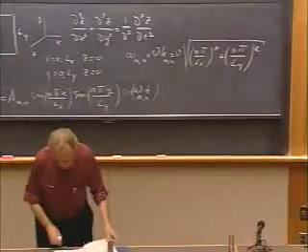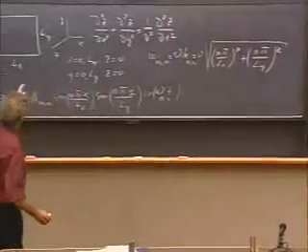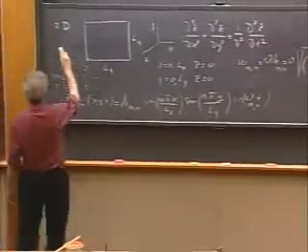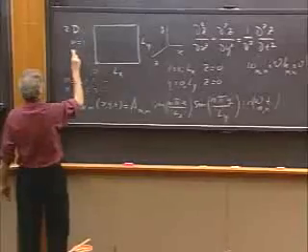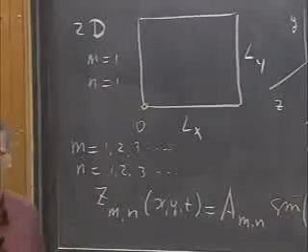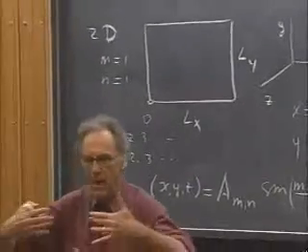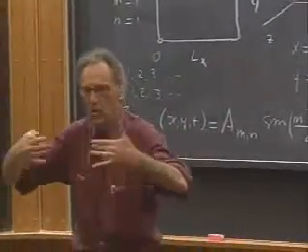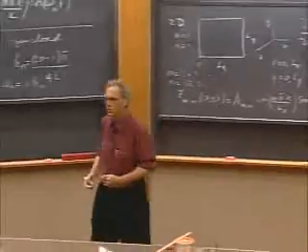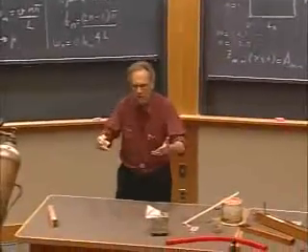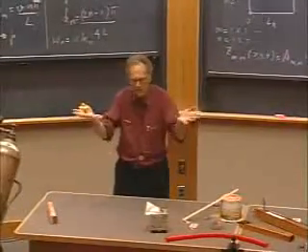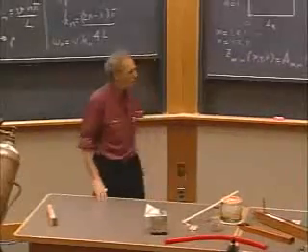And for instance, if we ask this membrane to oscillate in the m equals 1, n equals 1 mode, then it means that the entire membrane comes to you and goes back, and comes to you and goes back. That's the lowest possible mode. All points are in phase, and they all have the same frequency. That's the characteristic for a normal mode.